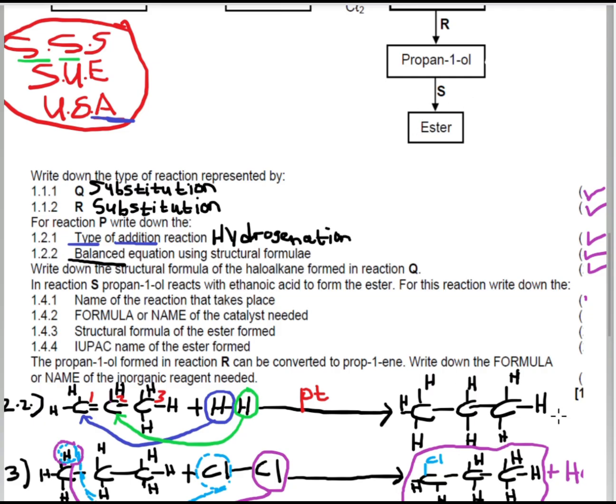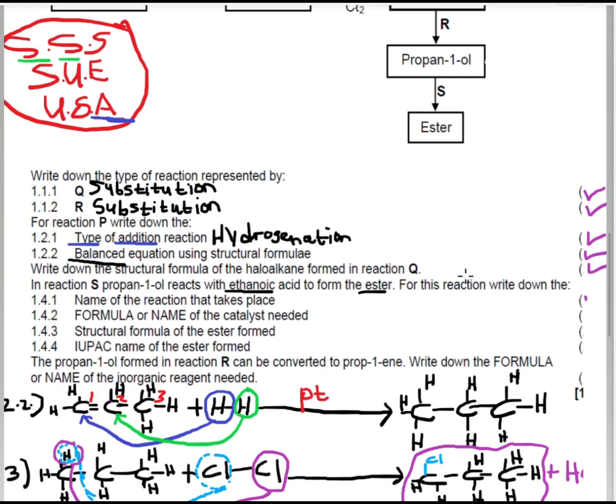So we are told that this is ethanoic acid. That alcohol is reacting with ethanoic acid to form an ester. We know that the reaction of an alcohol with the ethanoic acid, we're going to form an ester. All right, so it's an alcohol plus acid. We must form an ester. We know that, guys, from the reactions.